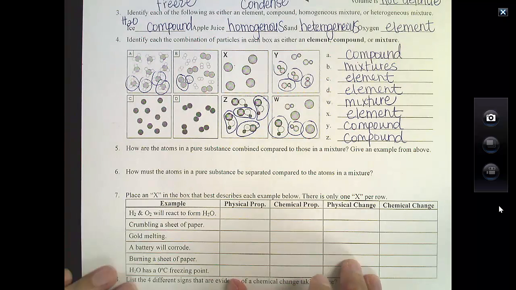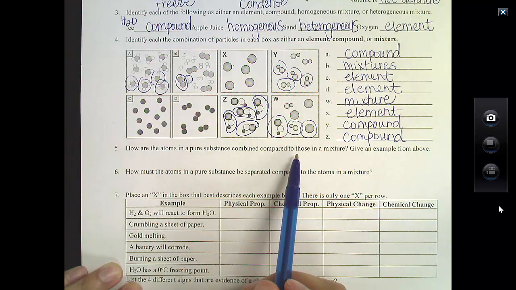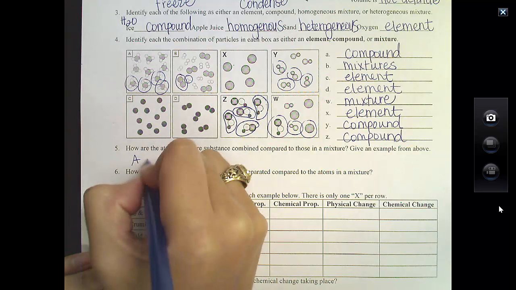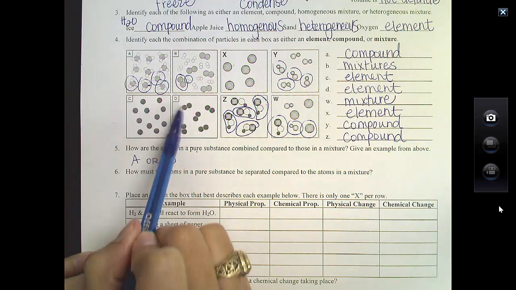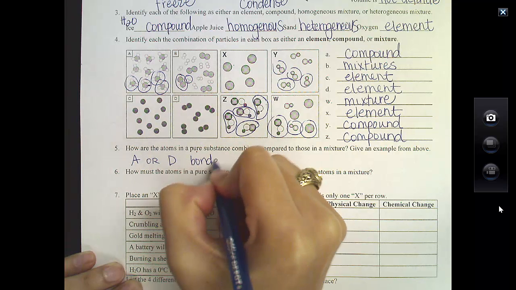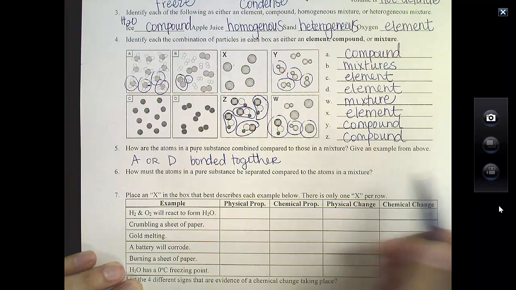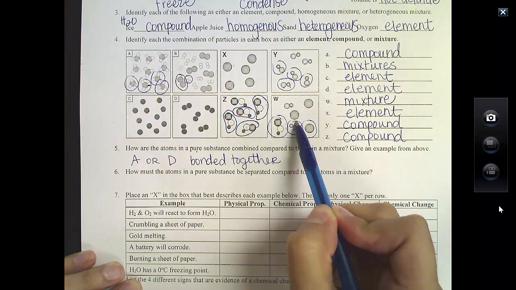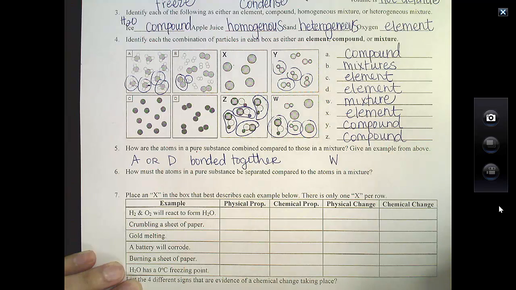Number 5 says how are the atoms in a pure substance combined compared to those in a mixture? Give an example from above. So a pure substance would be like box A or D. If you look at these, they are attached. So they are bonded together. In a mixture, they're not. You can see how this is a compound that is bonded together, this is a compound that is bonded together, but they are mixed in the same space. So box W would be an example of a mixture.